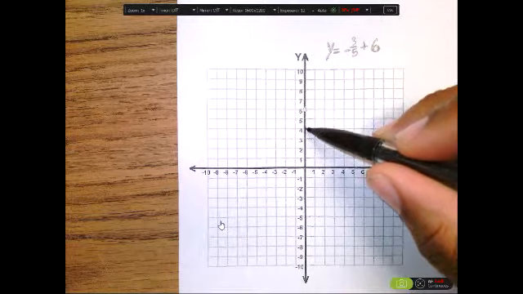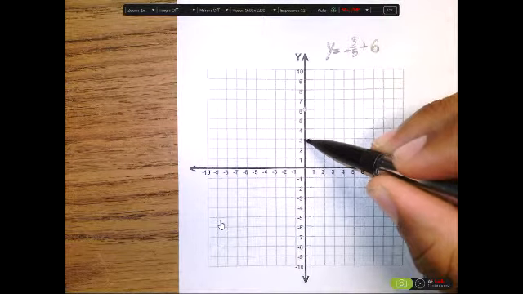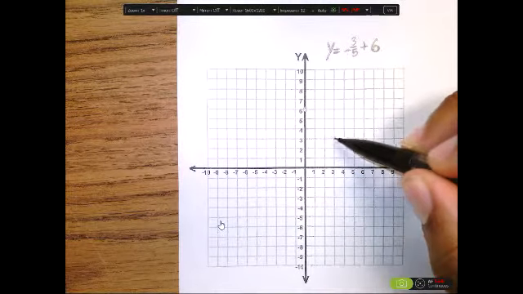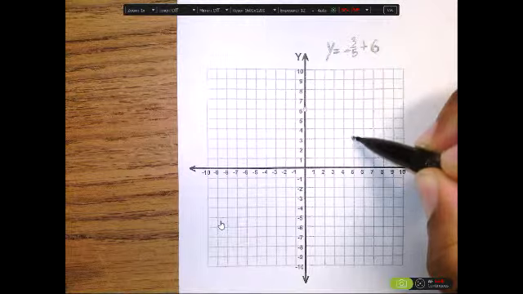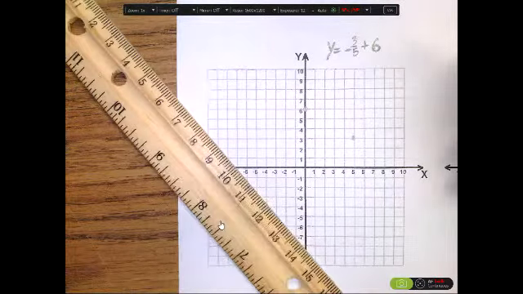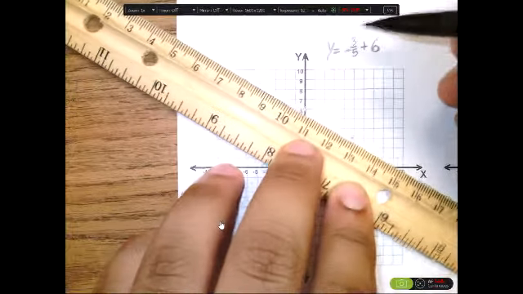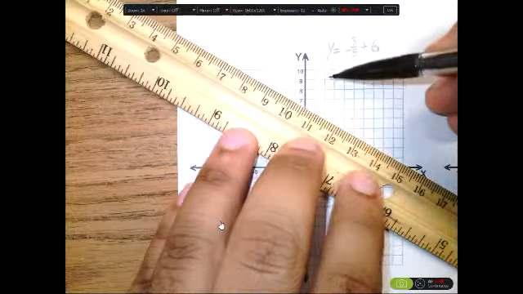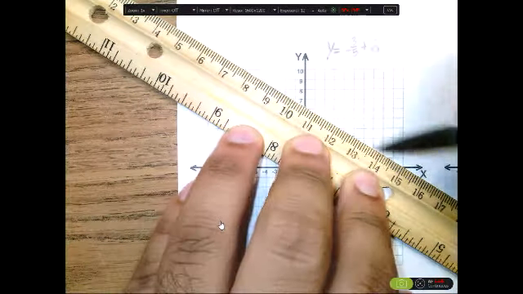1, 2, 3. Good. And now let's count over to the right 5. 1, 2, 3, 4, 5. And we're going to make our little dot. The third step is to go ahead and connect the 2 dots. So let's carefully do that at this time. All right, that looks about right. And we are going to go ahead and put our line right through.